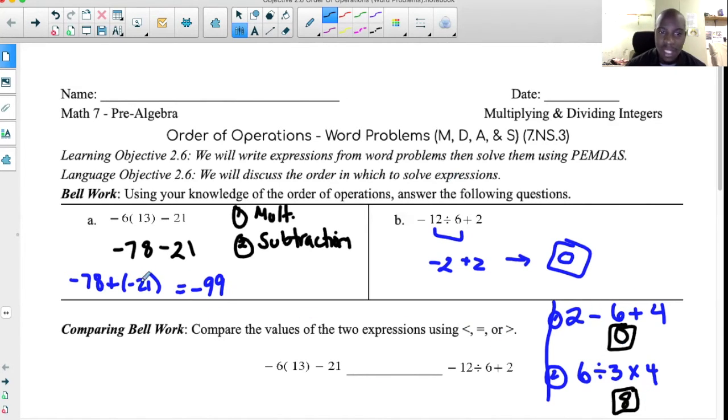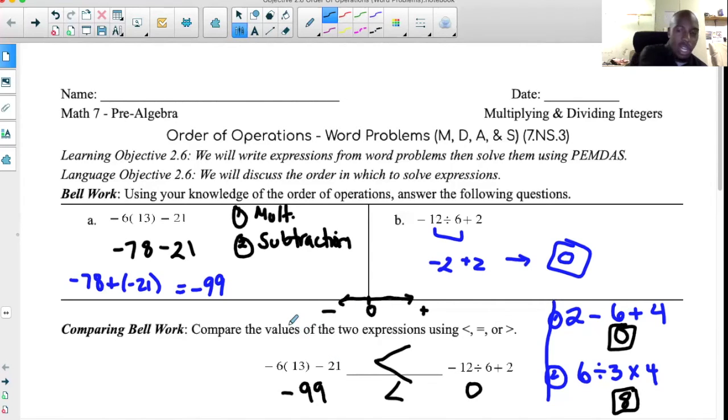Now, going back to compare the original bell work, I want you to tell me, is it less than, equal to, or greater than? You should be able to tell me that this is a less than symbol, because you know that negative 99 is indeed smaller than 0. You should remember that negative numbers are always smaller than 0. 0 is like that middle part, the one that changes everything. Imagine this was a number line. This would be 0. Everything on this side is positive. Everything on this side is negative. So if negative 99 is over here, you know 0 is bigger than it. All right? Awesome. Let's keep going.